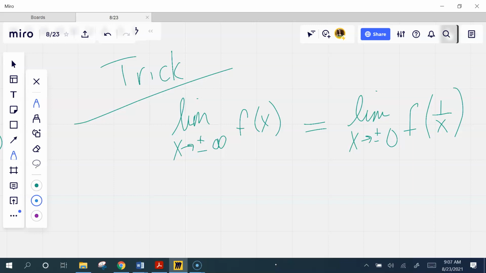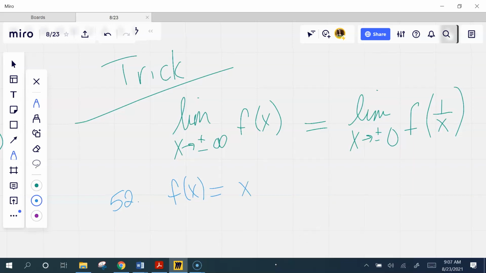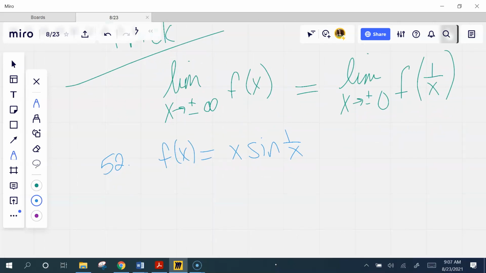All right, I'm doing what y'all want me to do. I'm doing some of the evens as we go, and you'll have the odds. This is 52. If f of x equals x times the sine of 1 over x, I need to find the limit as x approaches infinity, and the limit as x approaches negative infinity.